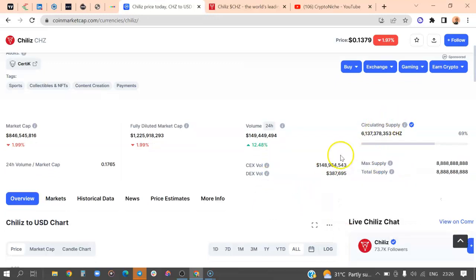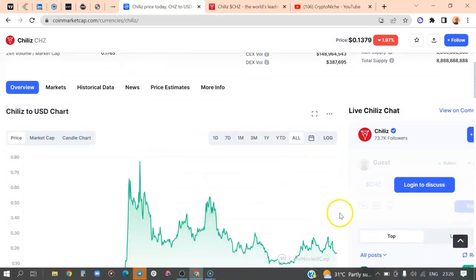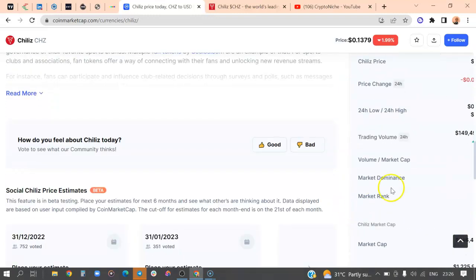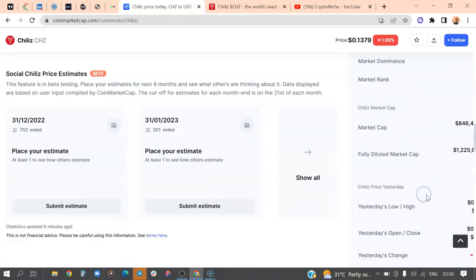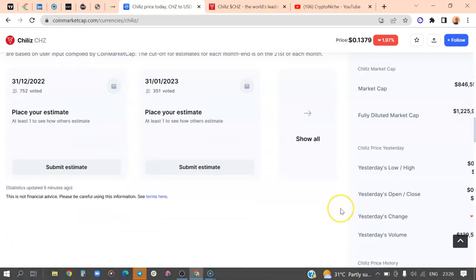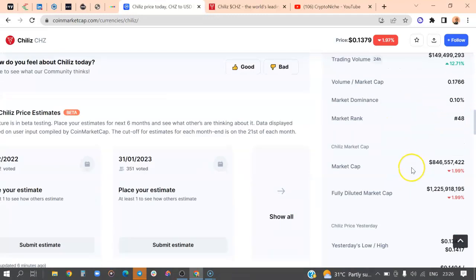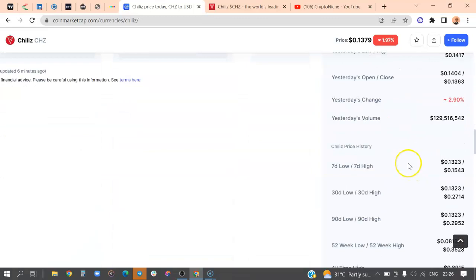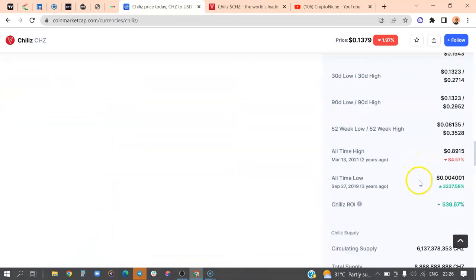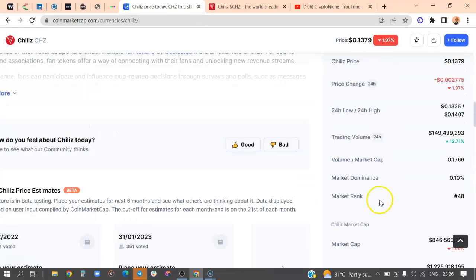So now that you can see, let's have a look at the other metrics like the all-time high, all-time low, and all of these metrics. So when you see this now, this is Chiliz's price, the current price, the all-time low. Even at this point in time, those who got in at all-time low 3 years ago are still having 5x profits. That's incredible.